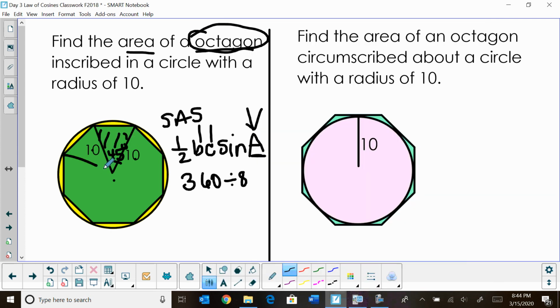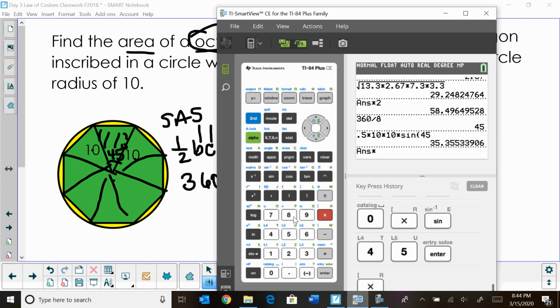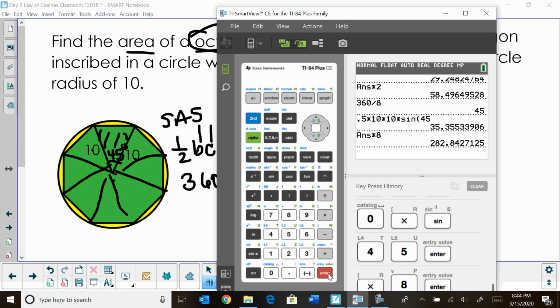But this is an octagon, so how many are we going to have? Of course, we're going to have 8 of those. So let's go back to our calculator and multiply this answer by 8 to get the area of the entire octagon. So the octagon has an area of 282.8.